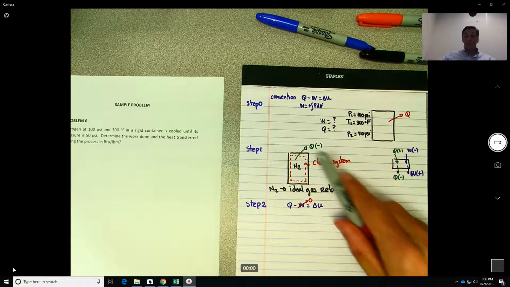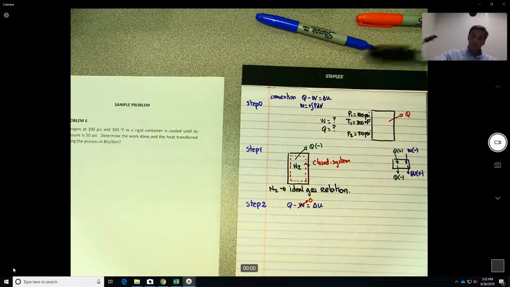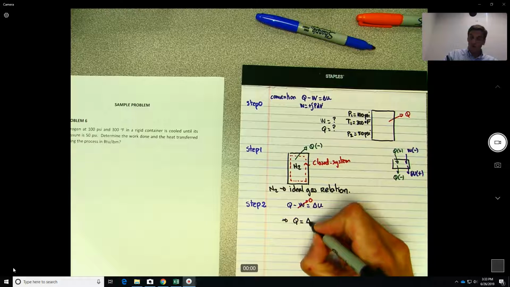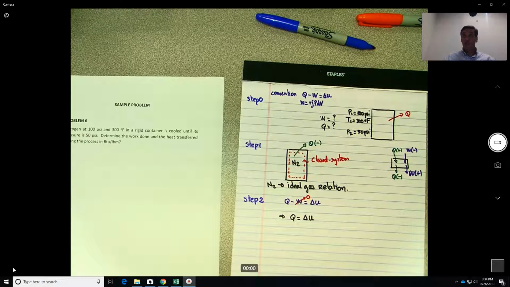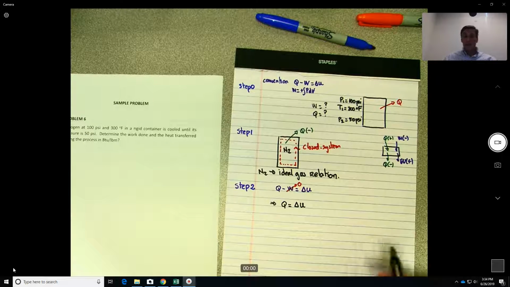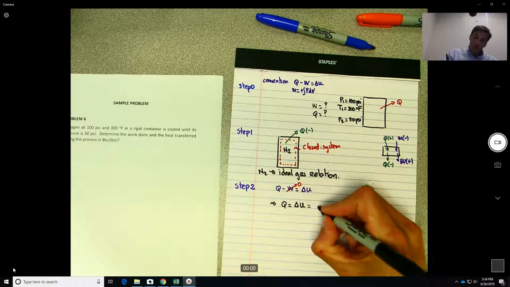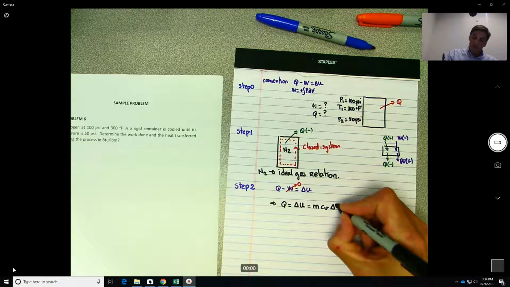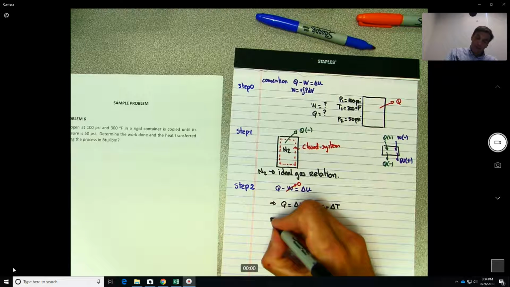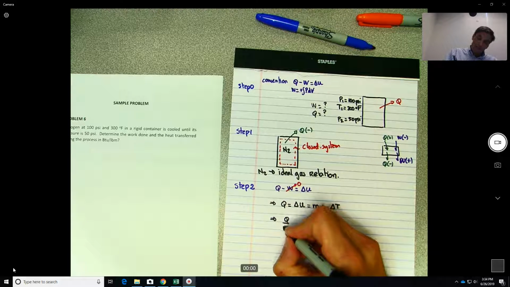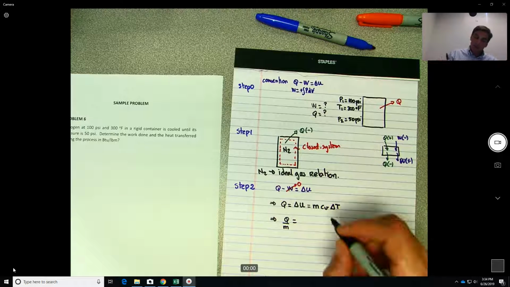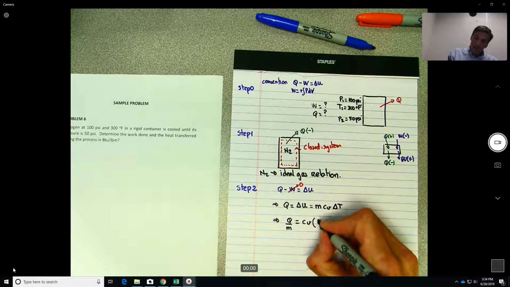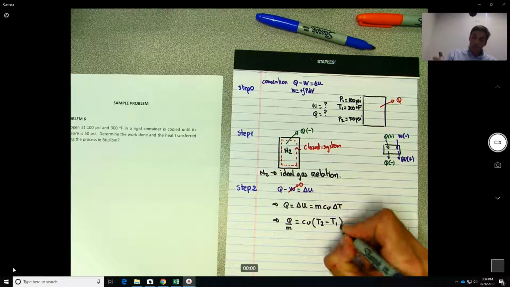Is there any heat? Yes, heat is coming out. So this gives us that Q equals the change in internal energy. And since nitrogen is a gas, we know that this will be equal to m Cv delta T. So this gives us Q over m equal to Cv times delta T, and delta T should be equal to what? T2 minus T1.